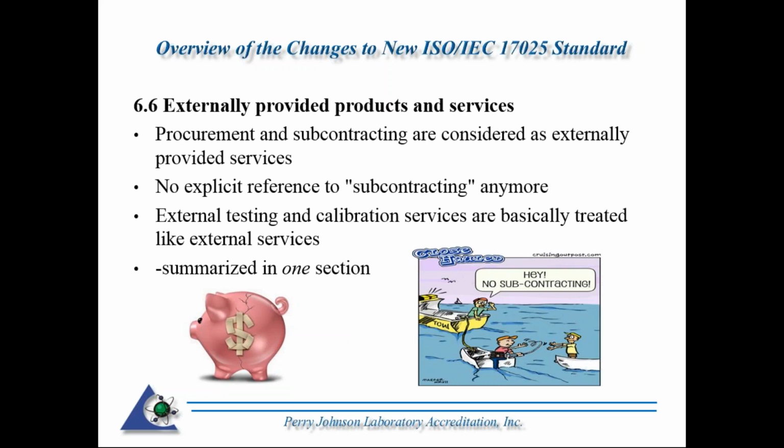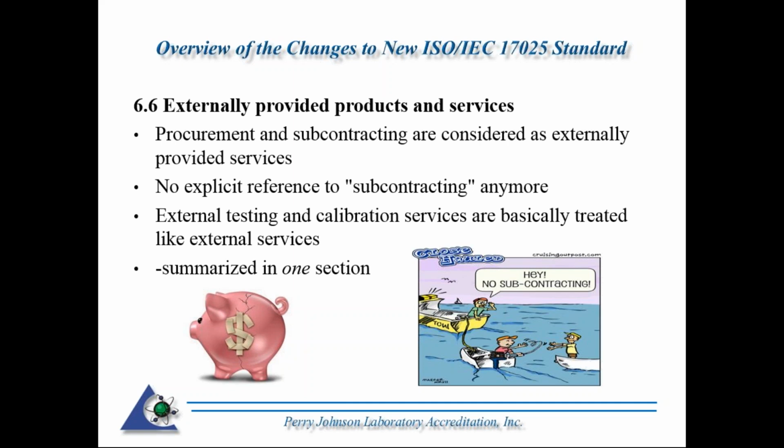Okay, currently proposed section 6.6. As a section, terminology is different, but it incorporates elements that you're used to seeing in 2005. And you'll have something called externally provided products and services. So what this is, it includes both procurement and subcontracting, which are considered as externally provided services.